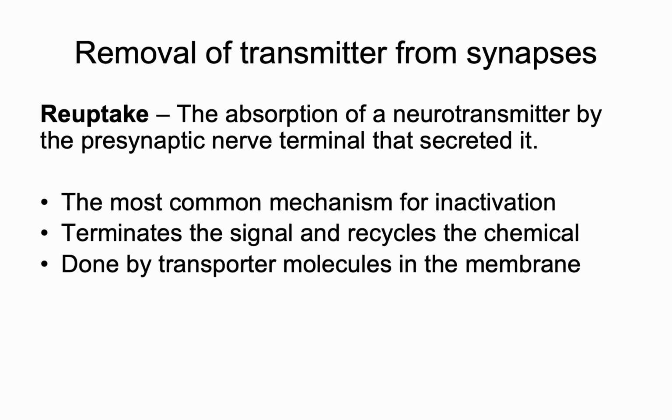The third and last method is reuptake, the absorption of a neurotransmitter by the presynaptic cell that secreted it. This is the most common mechanism of inactivation of a neurotransmitter. It terminates the signal, it recycles the chemical back into the presynaptic neuron, and it is accomplished through transporters, little molecular proteins in the presynaptic membrane that transport the neurotransmitter back in.